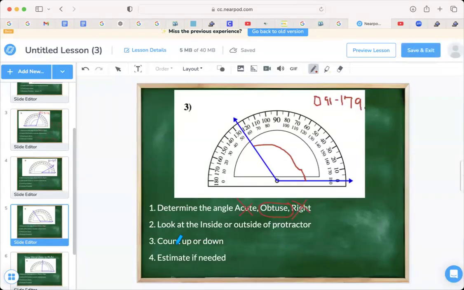All right, great job. Now, we have to determine if we're looking on the inside or the outside of the protractor. Would I look on the inside right here? No, wouldn't make sense because that's acute degrees. I'll have to look on the outside.